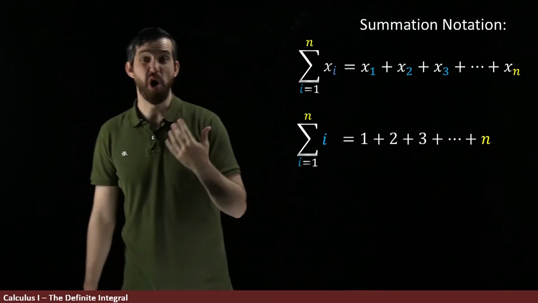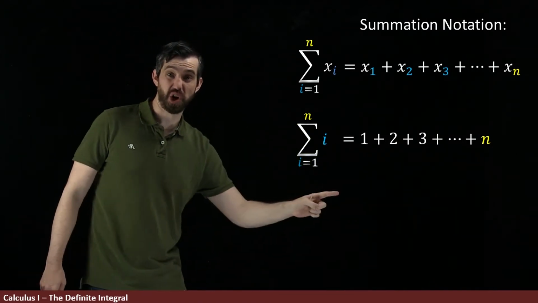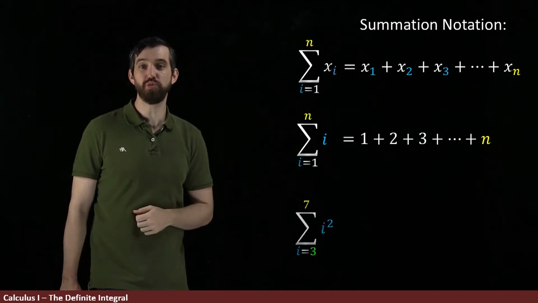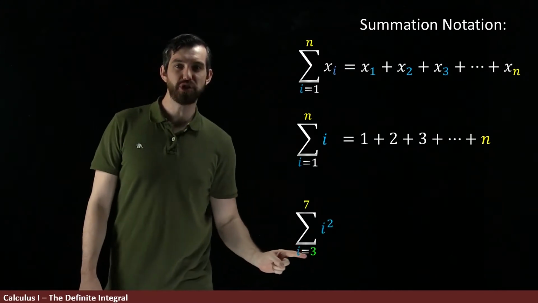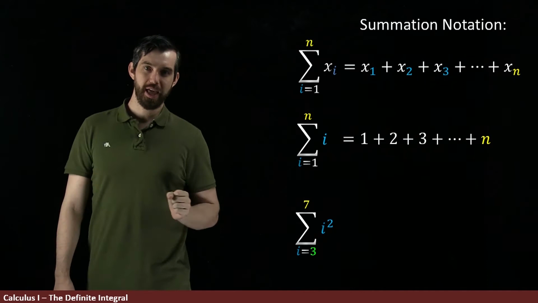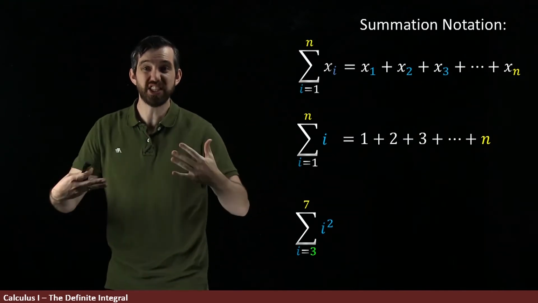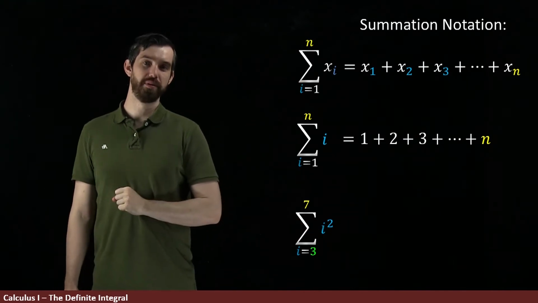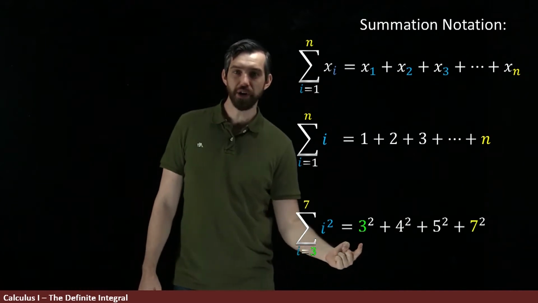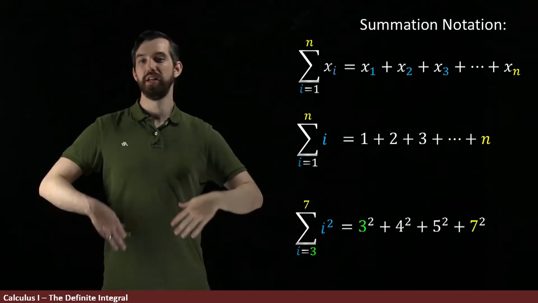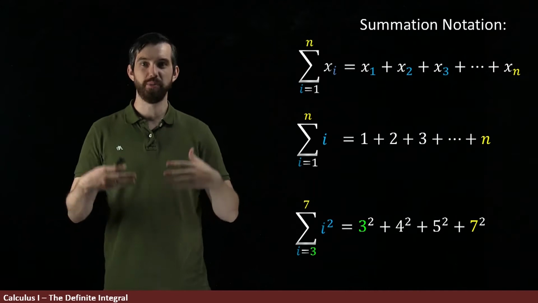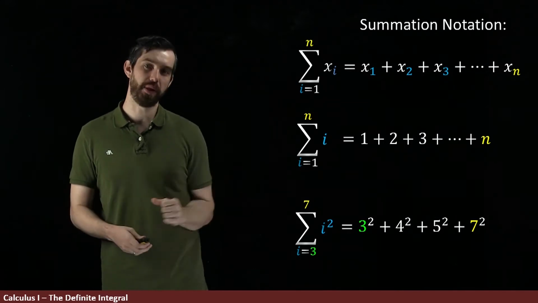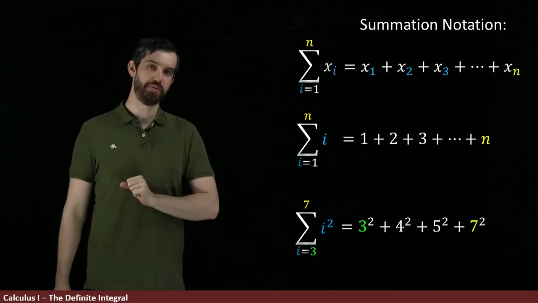Now, I can also play around with the start and the end and what goes in here. So here's one more funky example. This one I'm starting at 3 and going to 7. And the thing that I put in is xi equals i squared. So what do I get? I'm starting here at 3. So I get 3 squared plus 4 squared plus 5 squared plus 7 squared, and so on down the line. So this is summation notation.